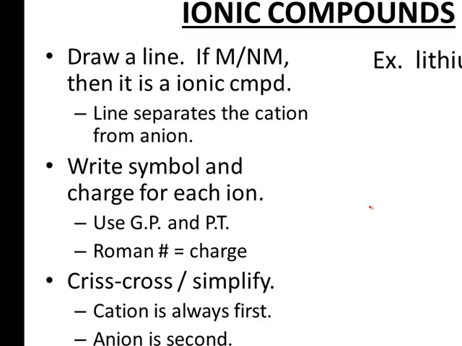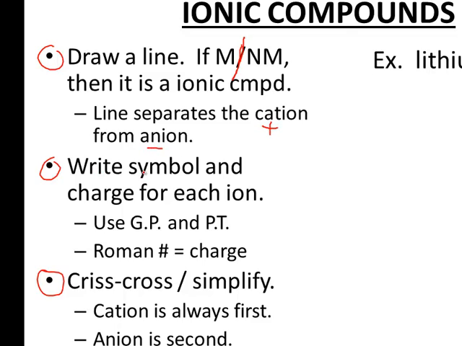At the bottom of your page, we need to do a little bit of small writing on the bottom of number 11 on the left-hand side. To begin with, we have a couple steps we're going to follow. First, we're going to draw a line in our compound. If it's a metal and a non-metal, we know it's an ionic compound and we can continue with these rules. The line separates the cation from the anion.